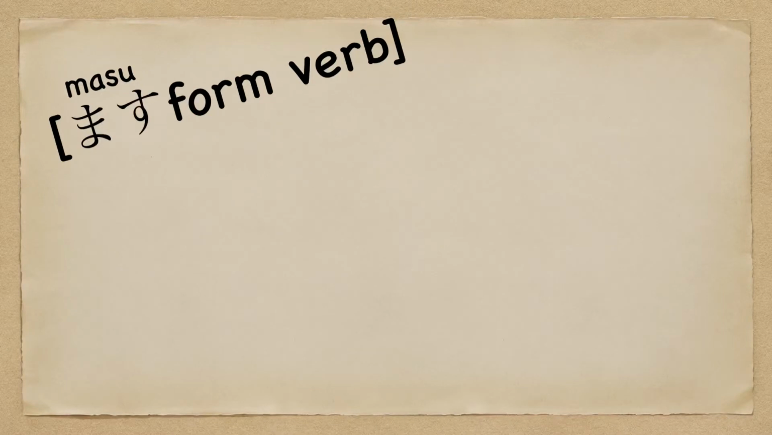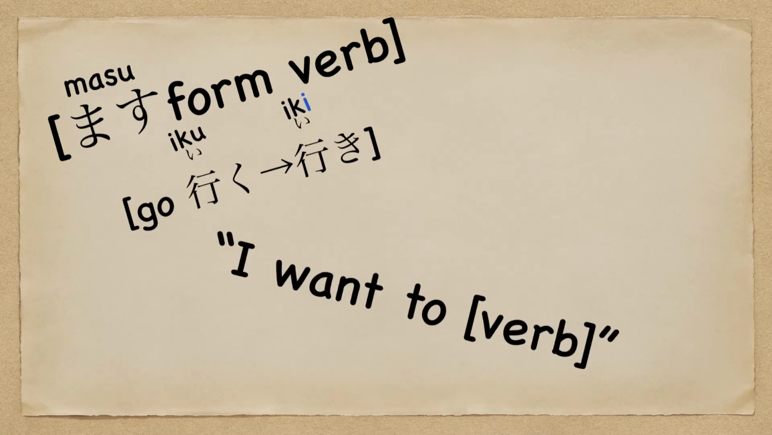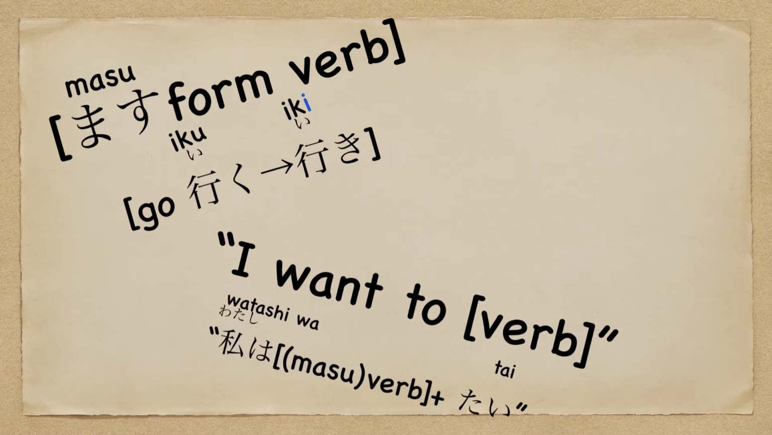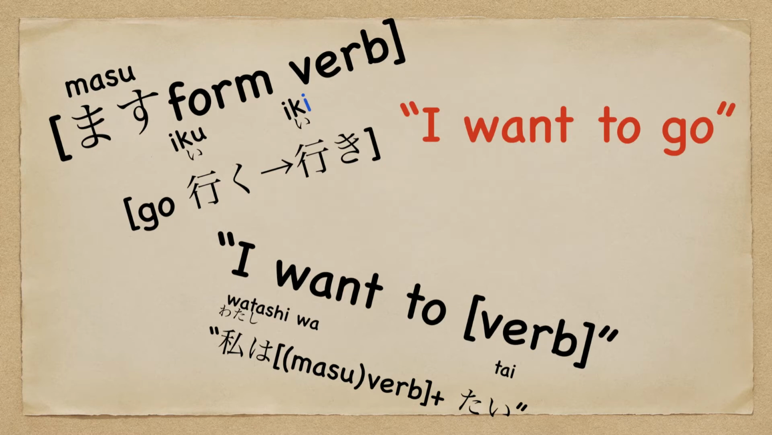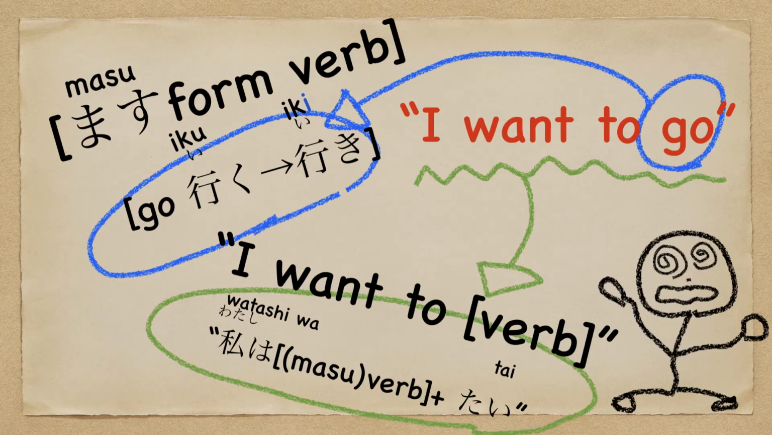You know how to make the masu form verbs, like 行く changes to 行き, and you know this phrase in Japanese: 私は masu form verb たい. I know these two rules, but I can't say I want to go in Japanese quickly, because there are two things, so you need to do two of them at the same time. So I'll show you how to practice to say that.